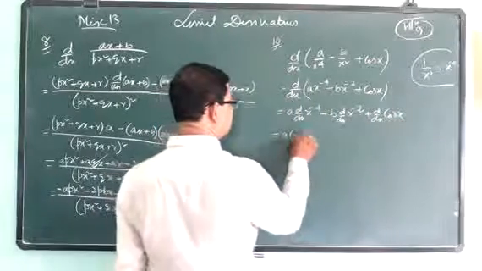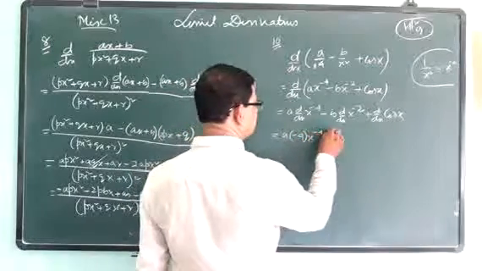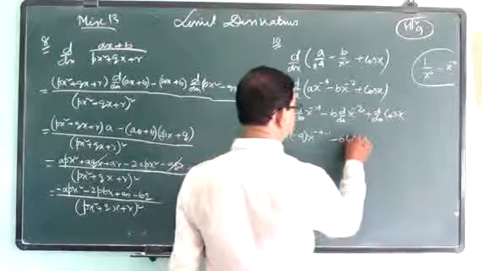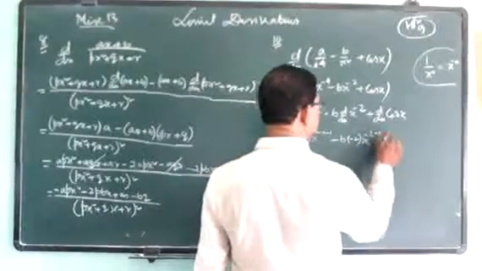A into minus 4 x to the power minus 4 minus 1, minus 2 b x to the power minus 2 minus 1.